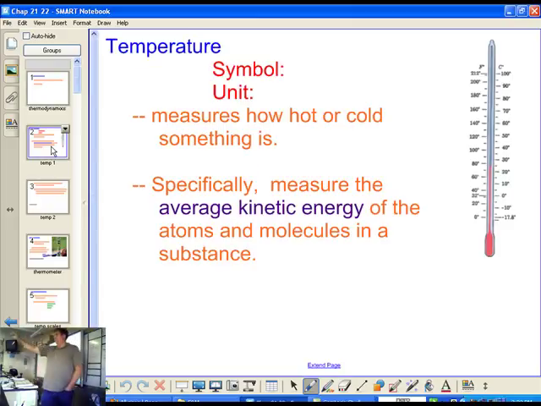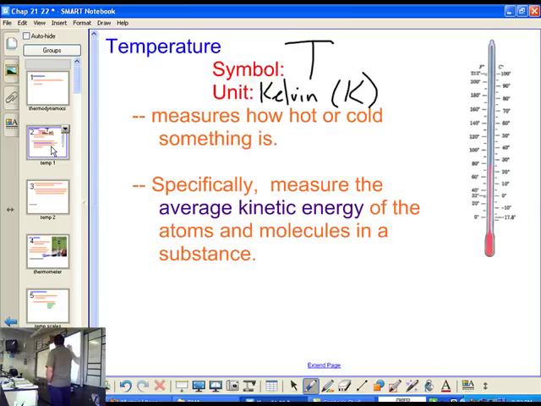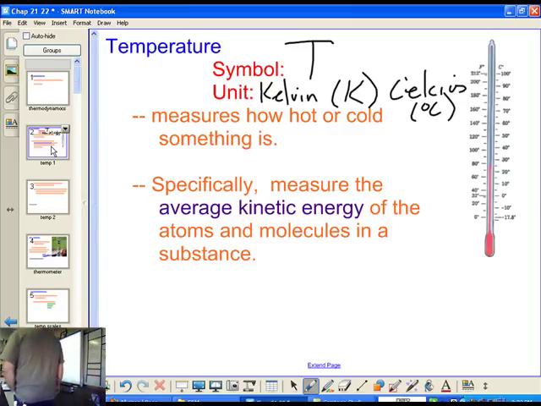Okay, temperature. Our symbol for temperature is a capital T. The actual unit for temperature in physics is the Kelvin. The absolute scale is Kelvin. But we will also use Celsius, degrees C, and we'll talk about why we can use Celsius. So it's kelvins, not degrees kelvins, just kelvins. It's our absolute scale. And temperature tells us how hot or cold something is, but we want to get beyond that. Specifically, it says what is the average kinetic energy of atoms and molecules in a substance.